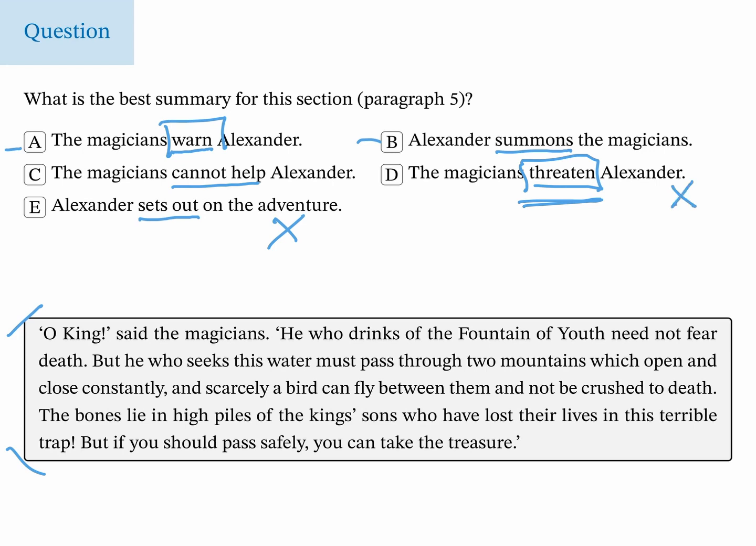The magicians cannot help Alexander. Well, they give him the information that he wants. He wants to know how to live forever, and they tell him, drink from the fountain of youth. So this is not correct. They can help him. It's just scary what he must do. So we've got these two options, A and B.